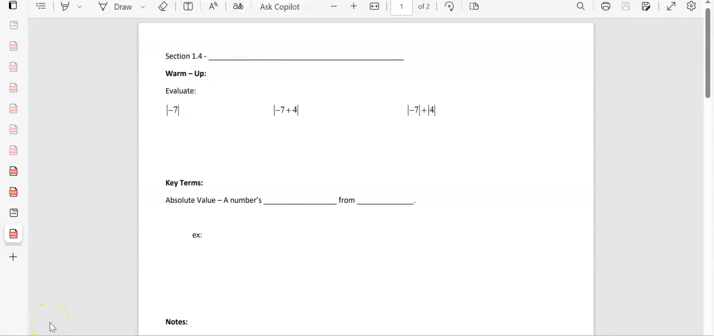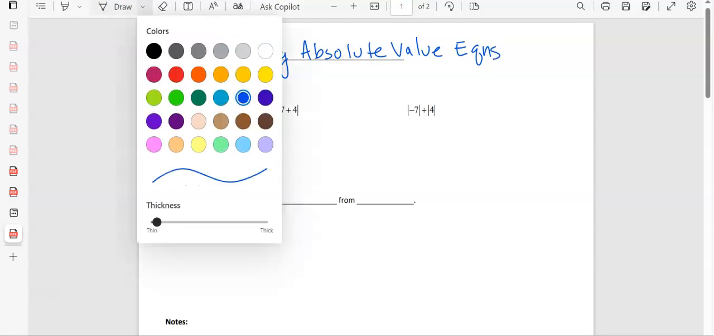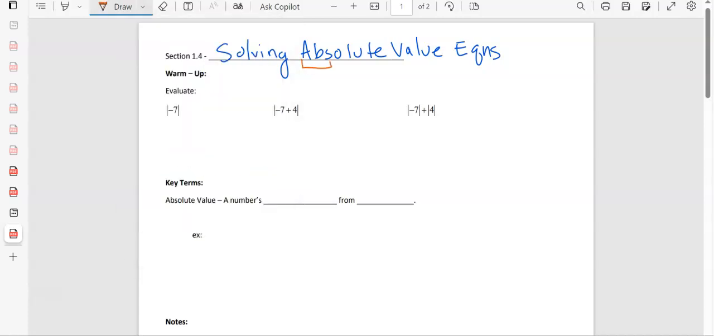Hi everyone. In this video, we are going to be taking a look at lesson 1-4, which is solving absolute value equations. Now, I'm a big fan of abbreviating. So when I use absolute value, I'm going to abbreviate it as ABSVAL, just so we all know.